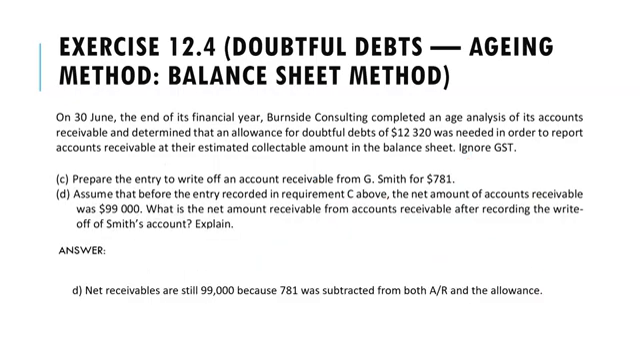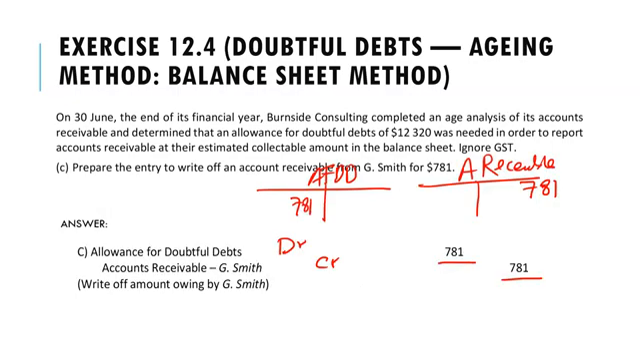And finally, assume that before the entry recorded in requirement C above, the net amount of account receivable was 99,000. What will be the net amount of account receivable after recording the write-off? So how to determine whether you should debit or credit account receivable? Always remember that account receivable is an asset account.